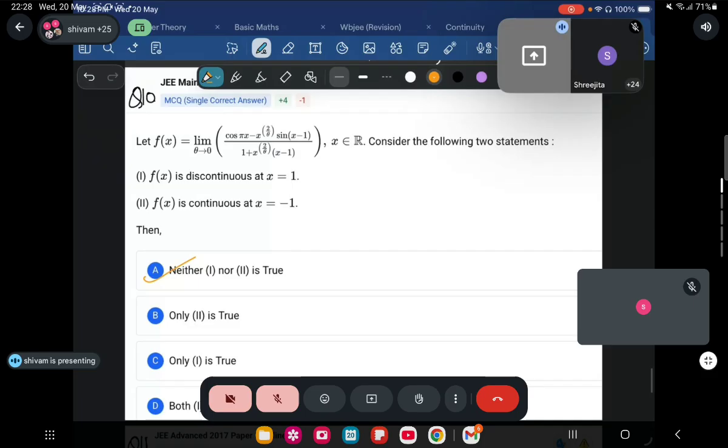It's given f of x equal to limit theta tends to 0, of cos pi x minus x to the power 2 by theta into sin x minus 1, divided by 1 plus x to the power 2 by theta, x minus 1. Consider the following statements. One, f of x is discontinuous at x equal to 1. Two, f of x is continuous at x equal to minus 1. Okay, so we have to check the continuity around 1. What is the answer of number 9?